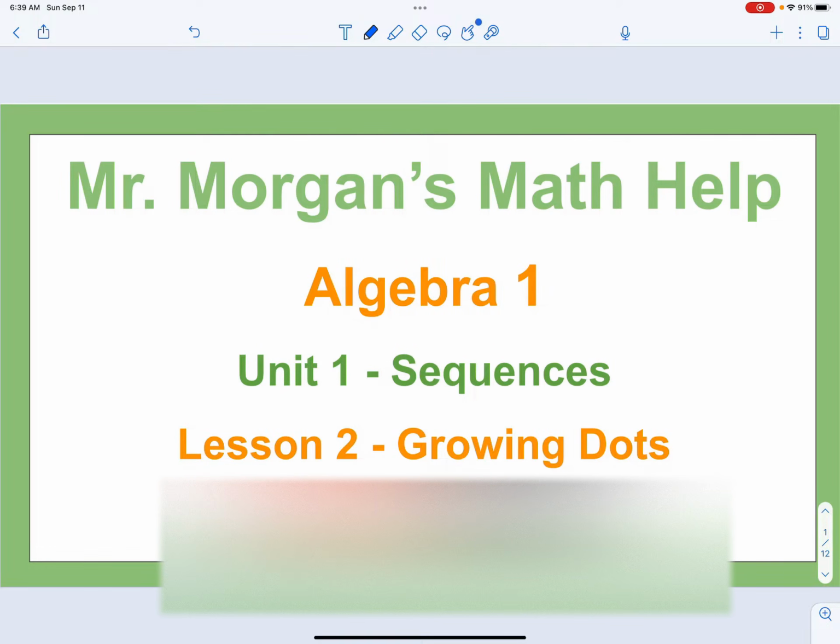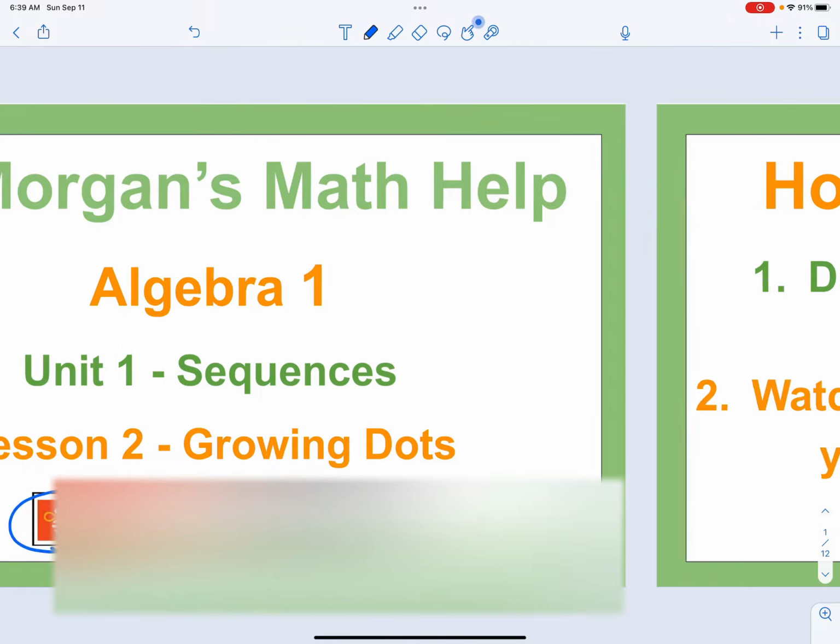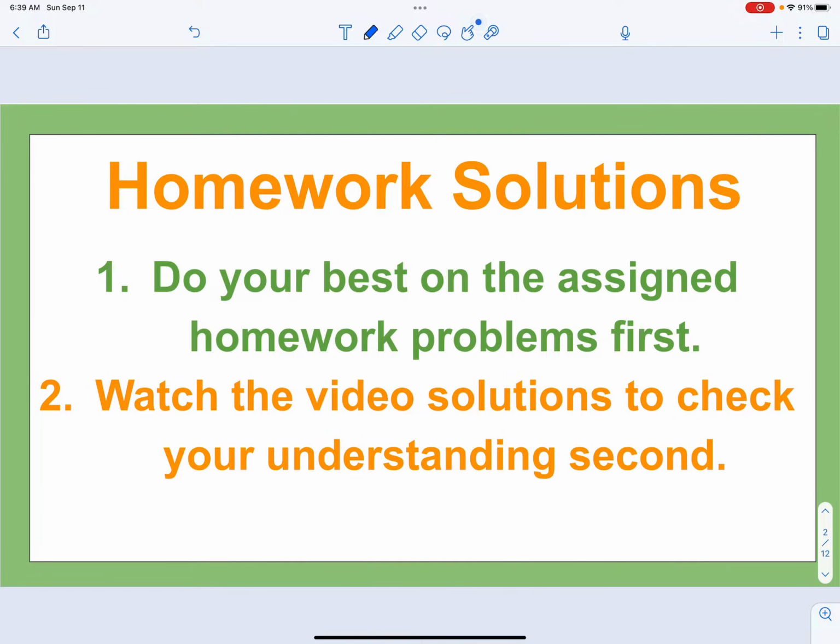Today's lesson is called Growing Dots. And as always, make sure you've done the homework first or given it a good first effort, and then continue to watch the video to check your work to see if you're understanding it fully. That's what this is here for. This is here to help you see if you're getting it, so you don't get to class tomorrow and have to say, oh, I did it all wrong, I had no idea. This is here to help you make sure you're on the right track, or if you miss class or don't have access to a tutor or people to help you, that's why we're here.